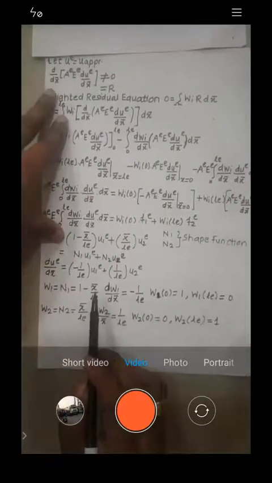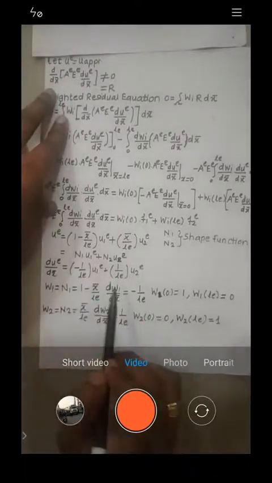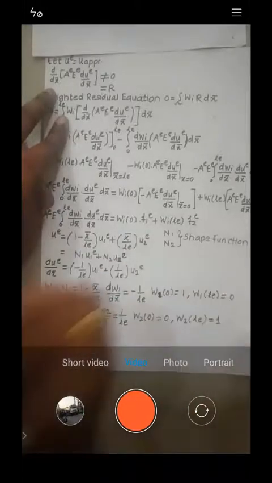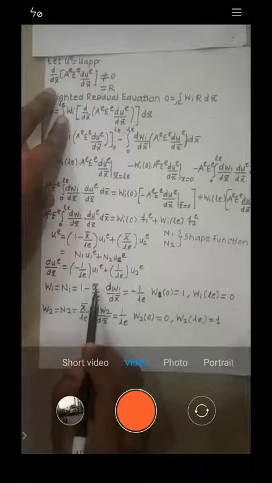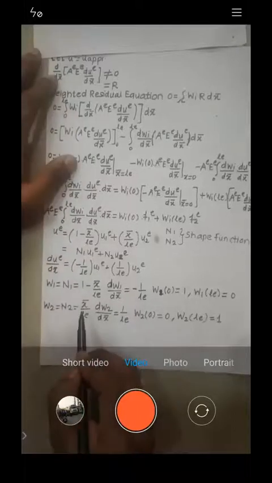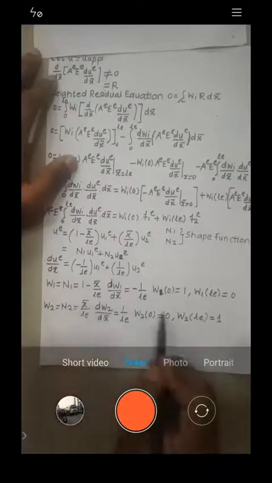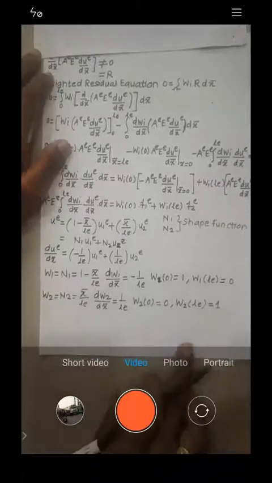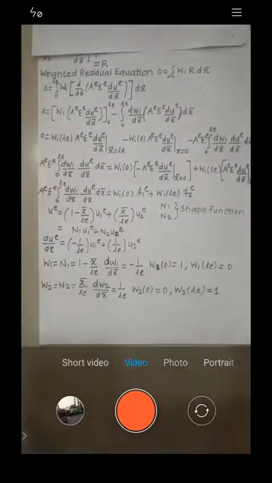See, you just take the first derivative of this, so it will come minus 1 by LE. Derivative of this is 1 by LE, because I need these values to be put in this equation. Next, this weight function when you put x is equal to 0, its value is 1. When you put x is LE, its value is 0. Now here, when you put x is 0, its value is 0. When you put x bar as LE, its value is 1, right? Is it okay?